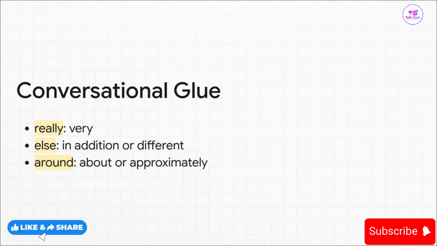Moving right along, let's look at 3 more pieces of conversational glue. First up, we've got really, which simply means very. Like, wow, that book is really good. Next is else. You use this one when you mean in addition or different. So a perfect example would be asking a friend, do you want to buy anything else? Or maybe, should we go somewhere else?